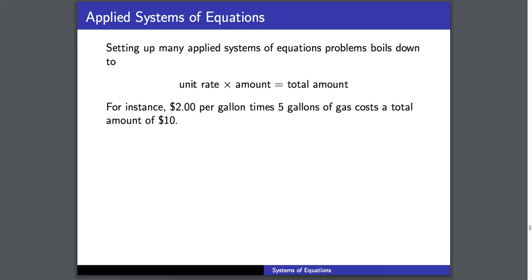So for instance, we have a unit rate of $2 per gallon of gas times an amount of gallons of gas, which in this case would be 5, would equal a total amount of money paid for the gas, which is 10, because $2 per gallon times 5 gallons will give us $10 that we need to spend for the gas.